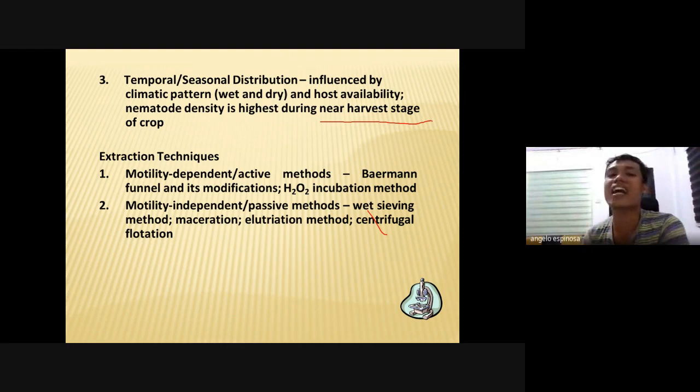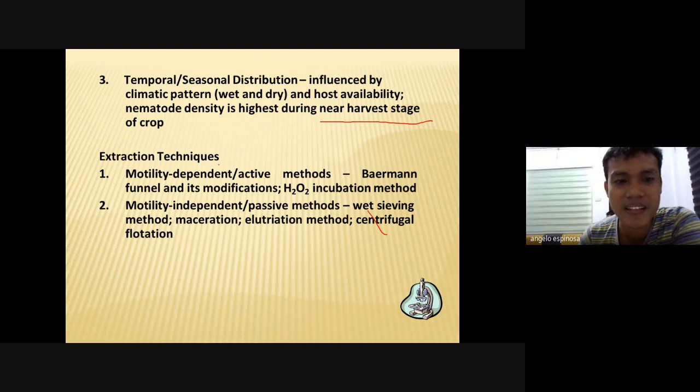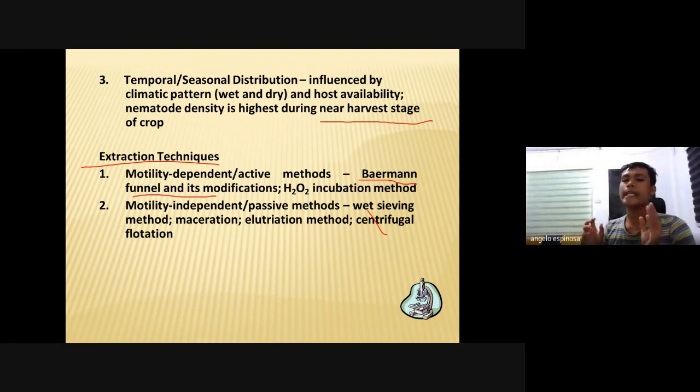And extraction techniques. Motility depends on active nematodes. We have Baermann funnel. Lumabas ito sa board exam. What are the methods used in extraction of nematodes? Number one, the correct answer for that is Baermann funnel. Yun na lang i-discuss ko sa inyo. Hindi na ako mag-discuss ng wet sieving method kasi hindi naman yan gawain talaga. Baermann funnel ang pinakamadaling gawin, kasi nagkakaroon ng incubation method. Siguro i-discuss ko yan more on the final coaching.